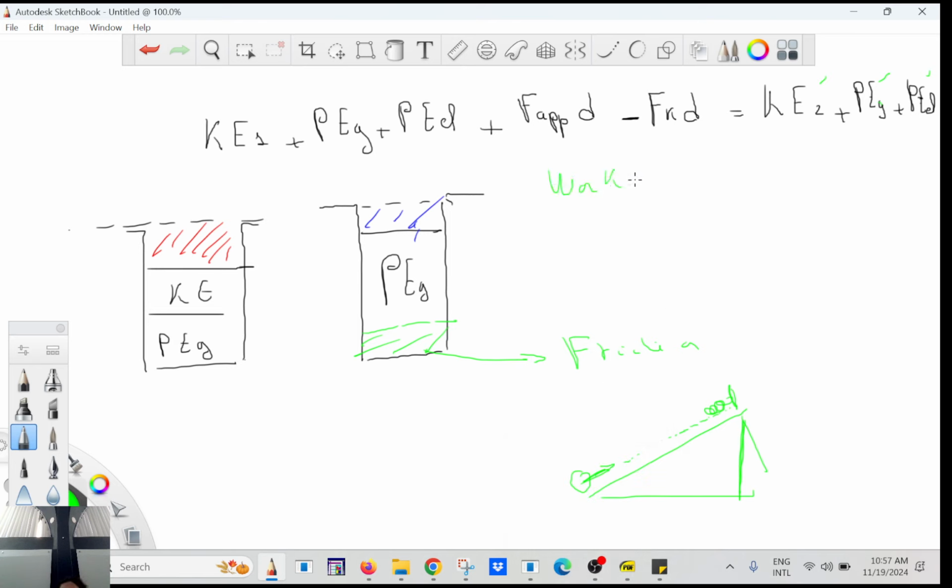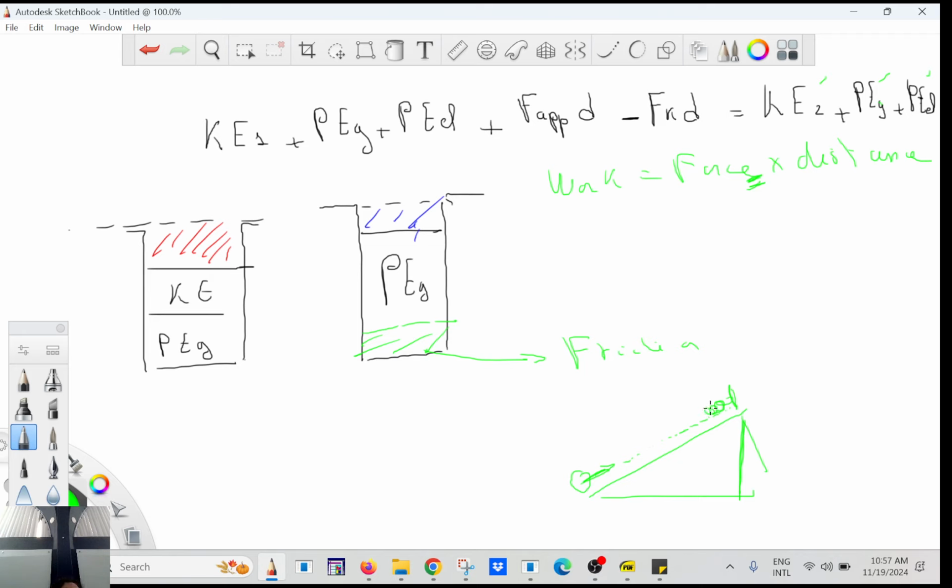Yeah. The work is force times distance. And that will be parallel. So the force parallel to displacement. So work is always force times displacement. Yes? Force times distance, right? Don't forget everything. Does everyone agree?